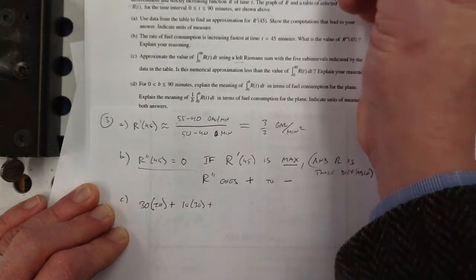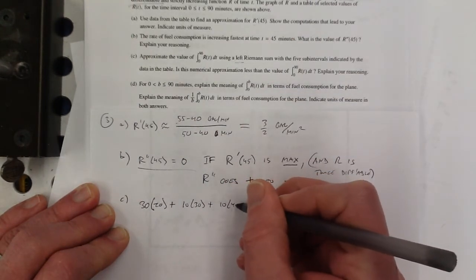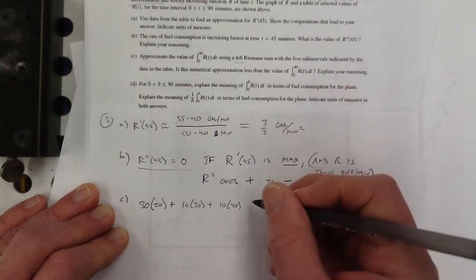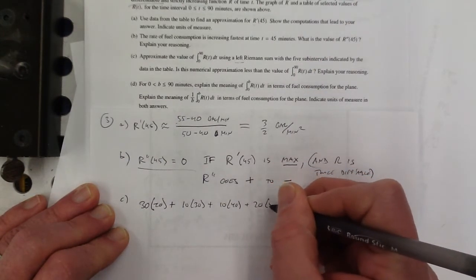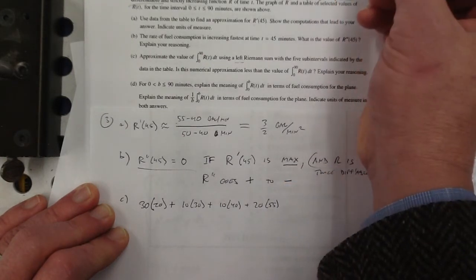And then the next rectangle is 10 by 40. And then the next one is 20 by 55. And then the next one is 20 by 65.